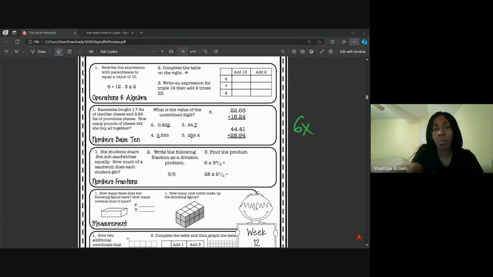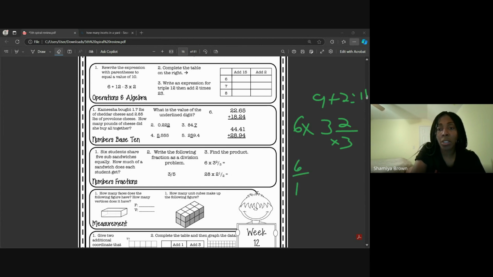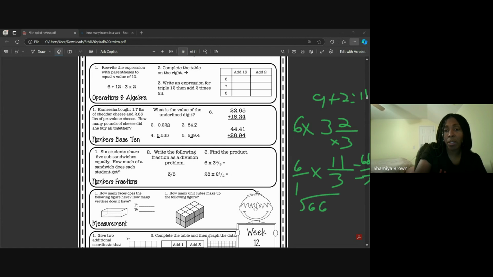Multiplying 6 times 3 and 2/3. So I'm going to turn this into an improper fraction. So 3 times 3 is 9 plus 2 is 11. So I have 6 over 1 times 11 over 3. 6 times 11 is 66 over 3. Improper fraction, so I have to divide 66 by 3.